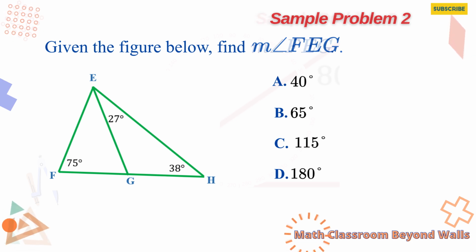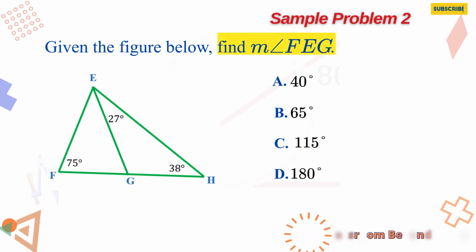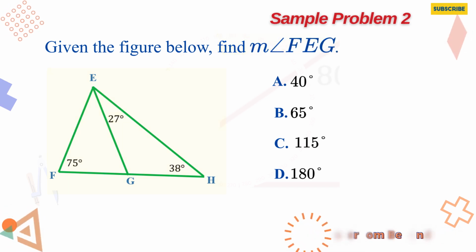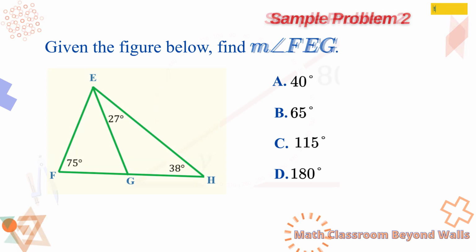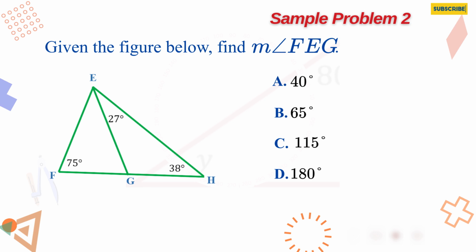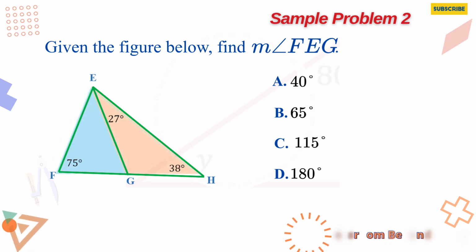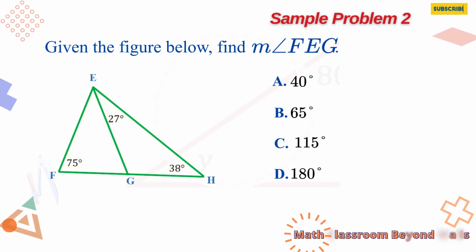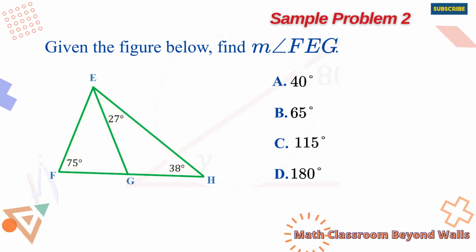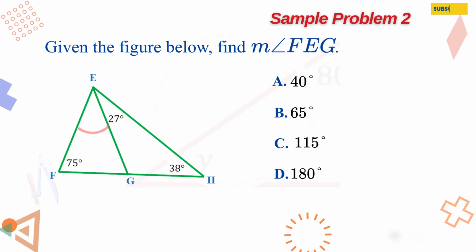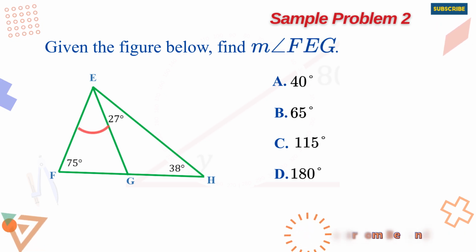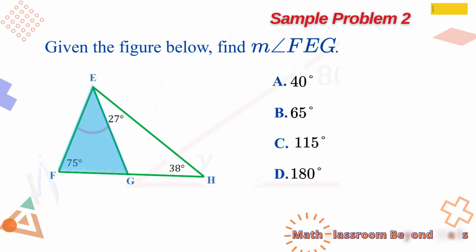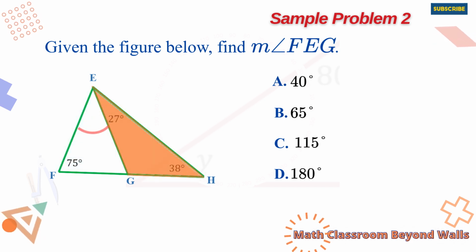The word problem is asking us to find the measure of angle FEG. What are given? A figure is given with some angle measures. Let us look at the whole figure. It consists of 3 triangles, 2 smaller triangles, and a large one containing the 2 smaller ones. From what are given, there are several ways by which you can find the measure of angle FEG. Anyhow, we will use the 2 smaller triangles, triangle EFG and triangle EGH, in answering the problem.